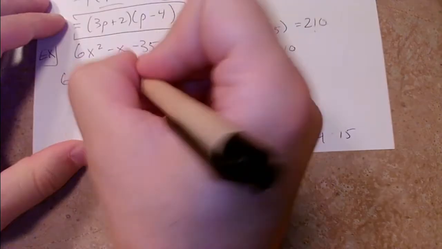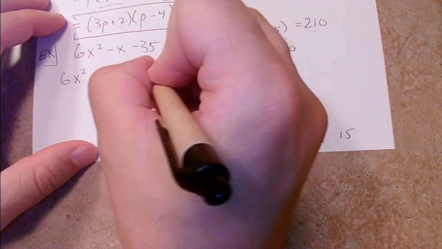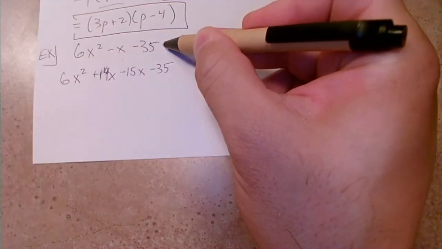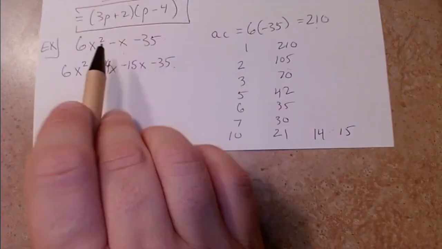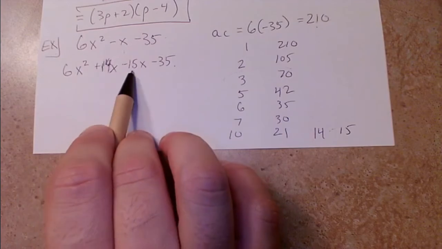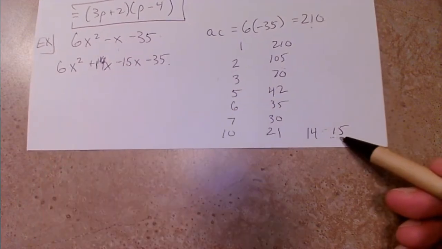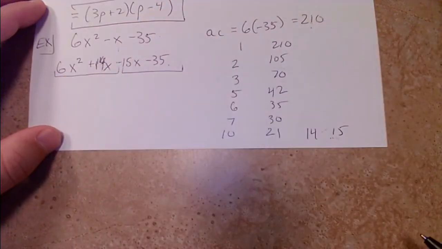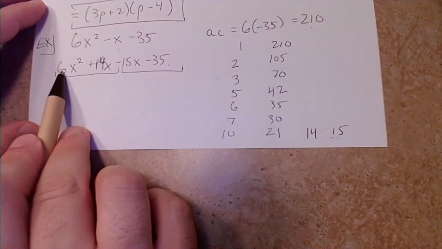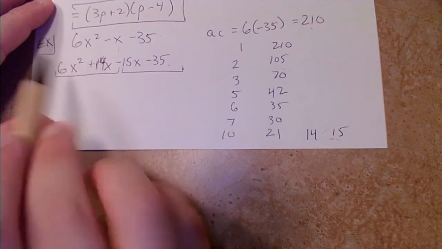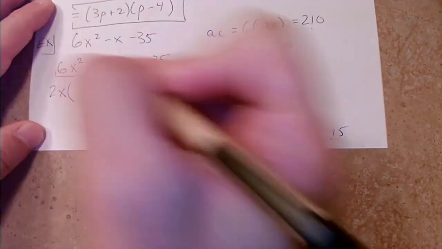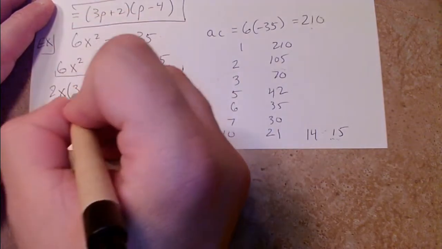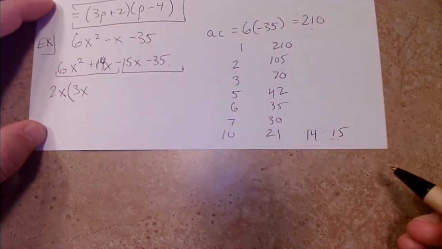Plus 14x minus 15x minus 35. I've rewritten this trinomial up here like this. I've made this negative x into a positive 14x minus 15x as per the AC method. And now I can factor this by grouping like that. All right. These have a factor of 2 in common and a factor of x in common. Let's pull a 2x out. When you pull a 2 out of a 6, you're left with 3. When you pull an x out of x squared, you're left with an x. All right?